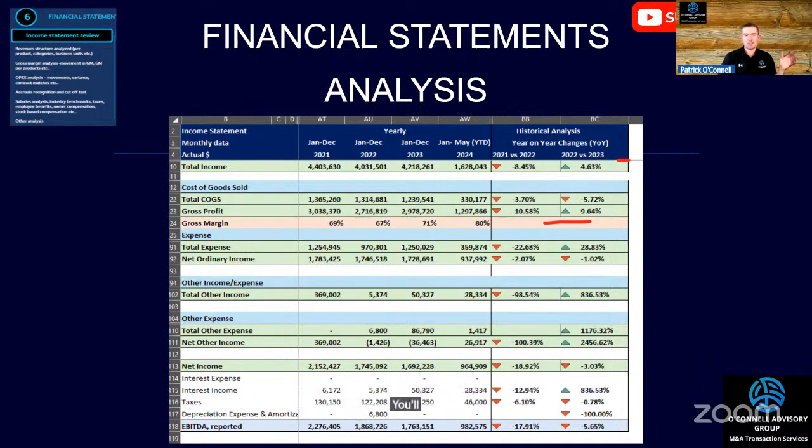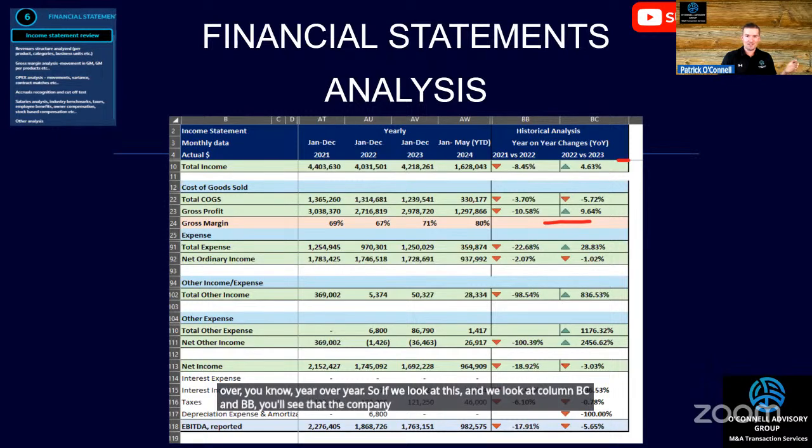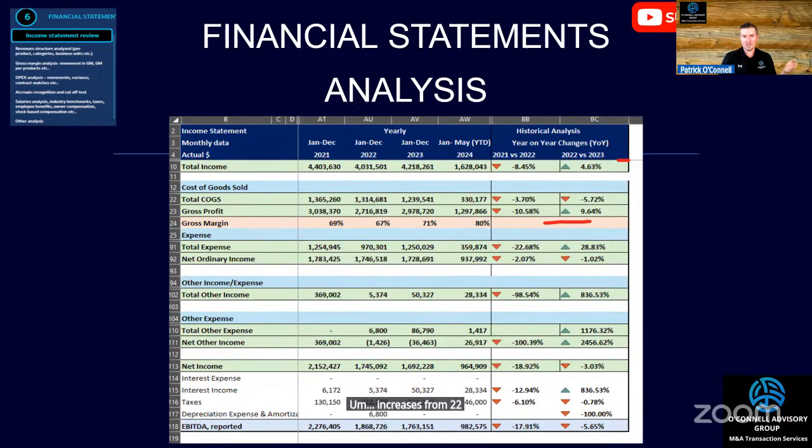You'll see that incomes of 21, 22, and 23 are about $4 million. What I also like to do is add historical column changes. So you'll see it says historical analysis, year-on-year changes, and it's a quick visual to look at percentages increased or decreased year over year. So if we look at column BC and BB, you'll see that the company had incomes increase from 22 to 23 of about 5%.